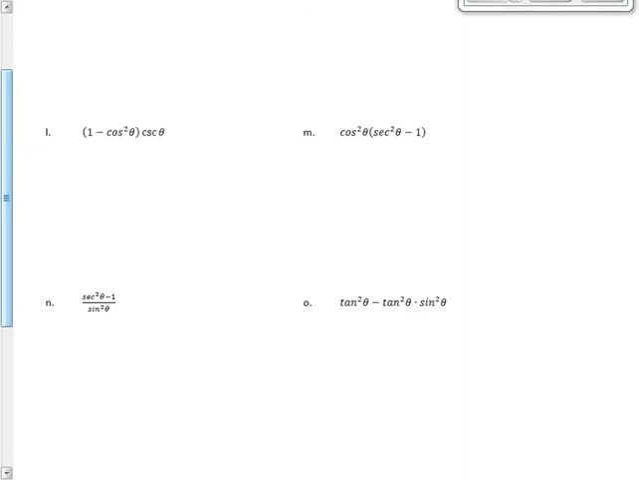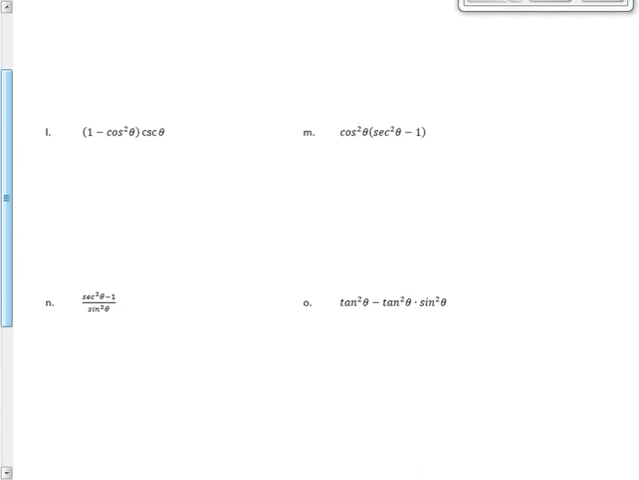In L, I've got 1 minus cosine squared. And 1 minus cosine squared has got to be one of those Pythagorean triples that comes to your mind, that you look for to see if you can change it into something. You can look for that substitution.